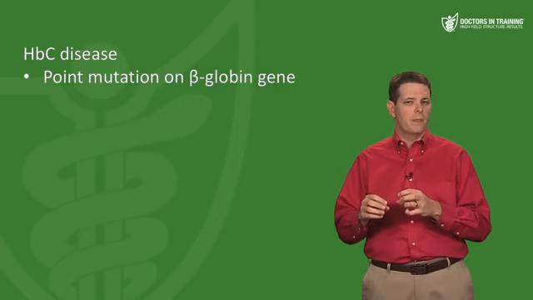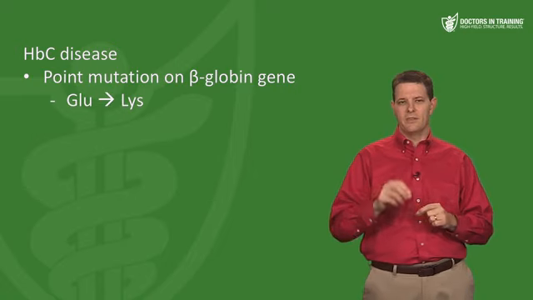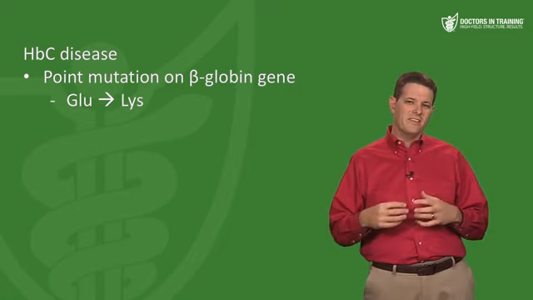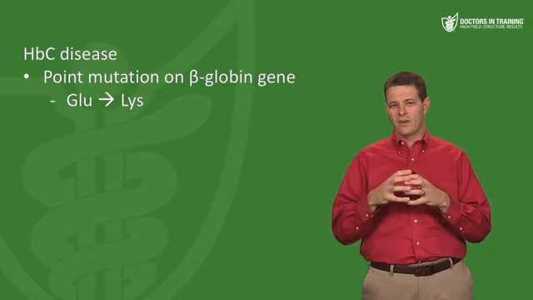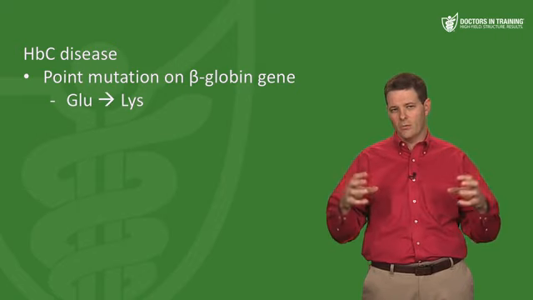Then let's also touch on hemoglobin C disease, which is similar to sickle cell in terms of being a point mutation on the beta globin gene, but here you have a lysine substituted for glutamic acid. Now, this isn't as severe as sickle cell because those hemoglobin C molecules form hexagonal crystals in the cell instead of forming those long polymers.